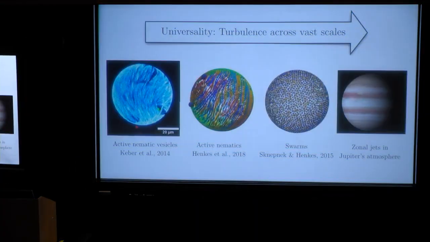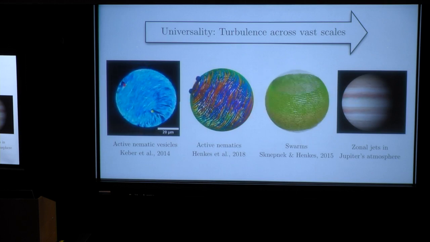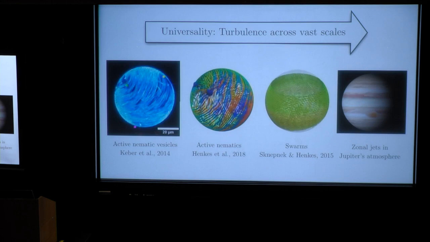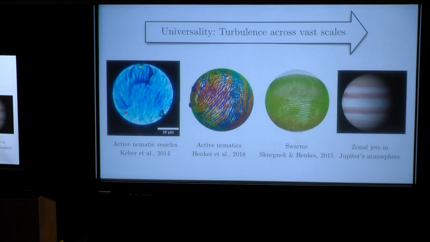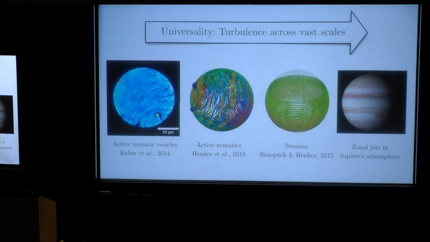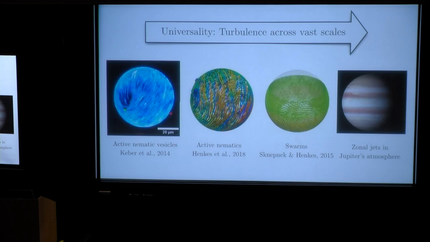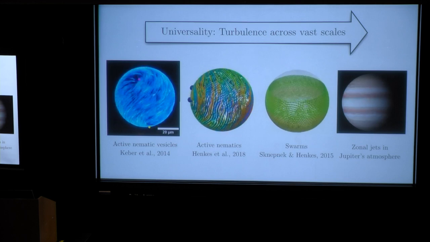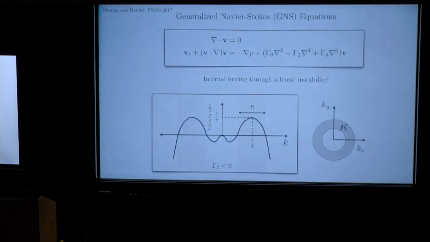And the broad motivation really lies with the theme of the conference, which is universality, turbulence across vast scales. So you have these different systems, which are active systems, and people are interested in the dynamics on a sphere. I'm certainly not claiming anything here, but if you just take a step back, I find it quite inspirational that you can connect these ideas in different systems. So I'm going to talk about the generalized Navier-Stokes equations, which Jan mentioned a while ago.